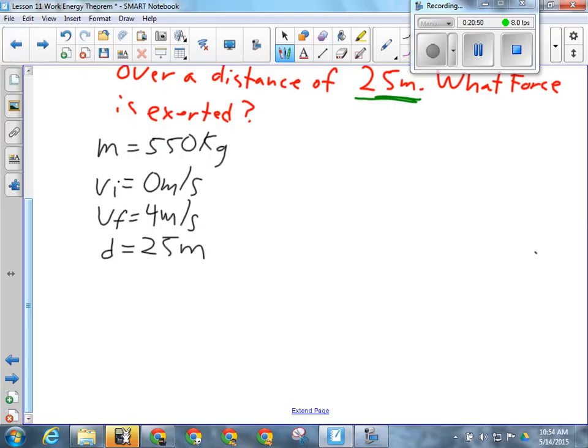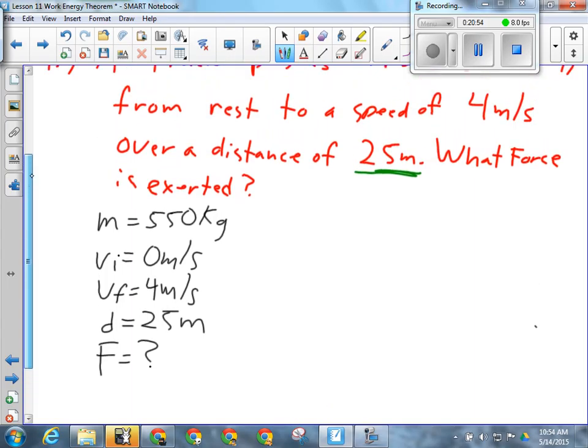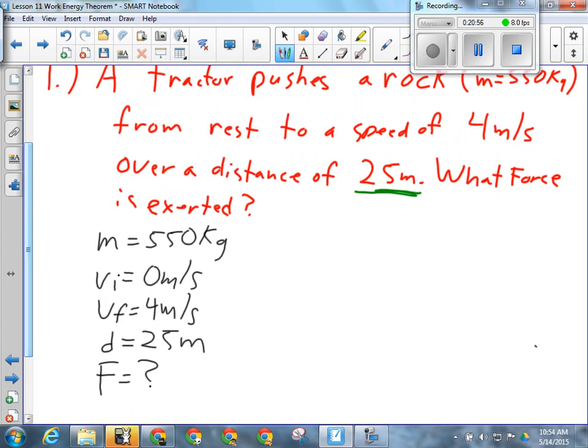What force is exerted? All right, so looking at my givens and looking at the context of my question here, force and distance are part of this. So is work being done? It is. The other way I know work is being done is because what's changing about the rock?